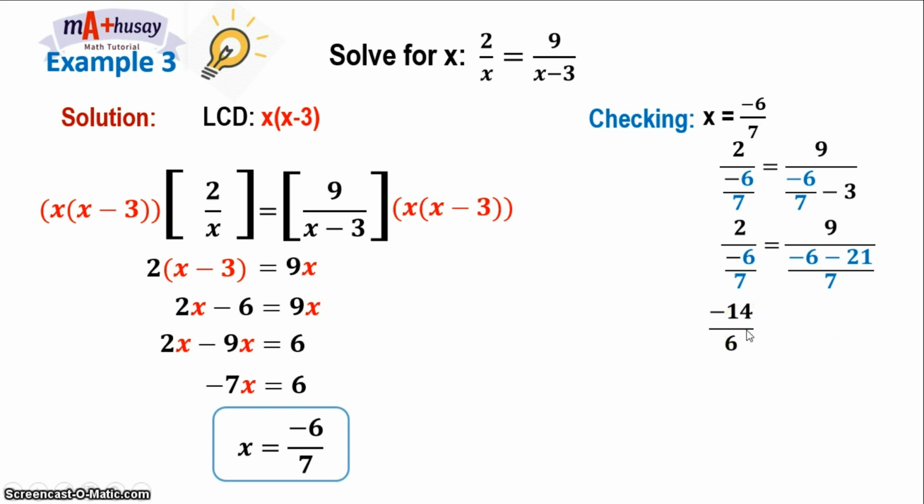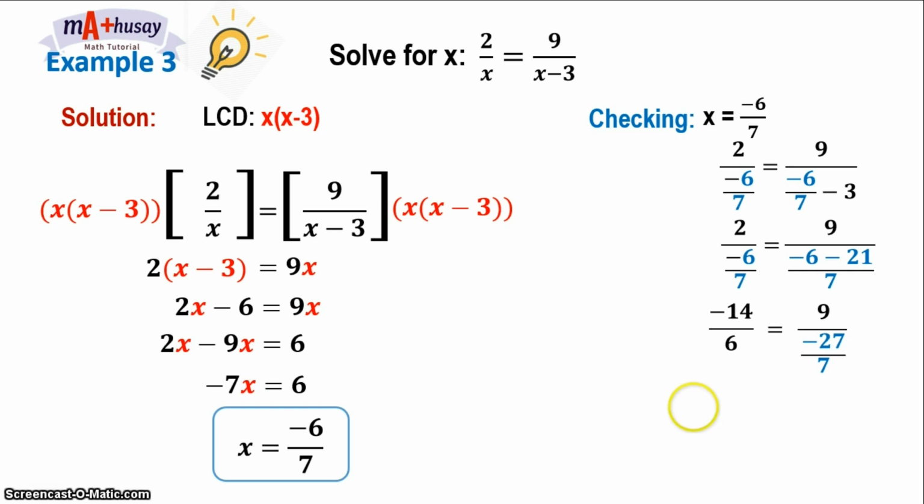Bakit kaya? So, itong 2 all over negative 6 over 7, kinuha natin ang reciprocal ng denominator. So, pag pinaliktad natin ang denominator, we will multiply it with the numerator, which is 2. So, 2 times 7 is 14 all over 6. So, sa right side of the equation naman, so, pag kinombine na natin ang negative 6 at negative 21, we have negative 27 over 7.